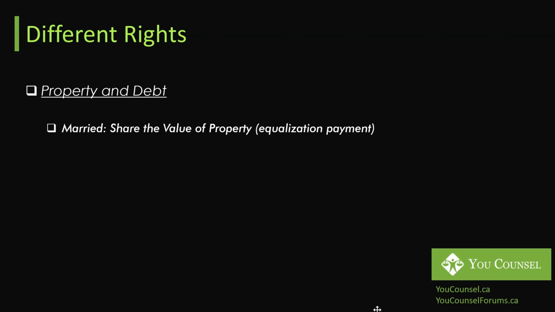What are some of the rights that are different? Number 1, property and debt. For a married couple, they share the value in all of the property and debt, and this process is called equalization payment. There is a whole formula for this. We will explain that in future lectures.